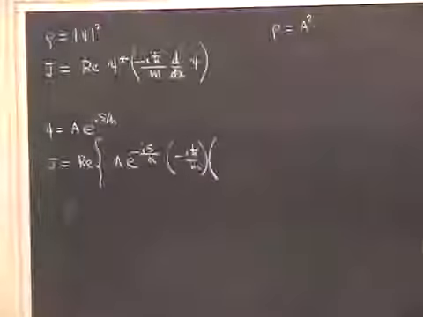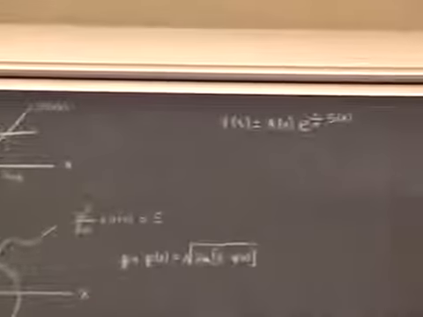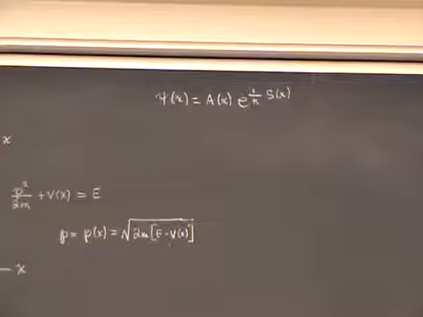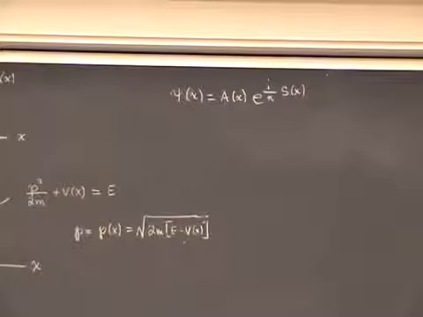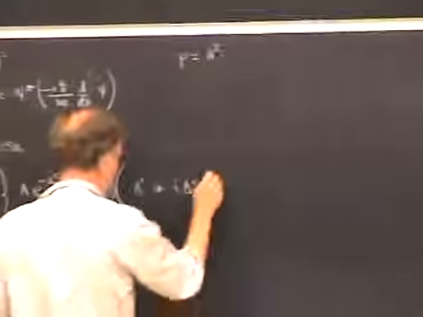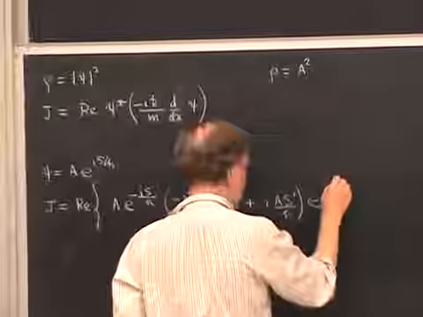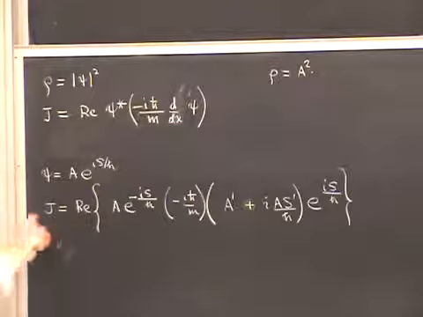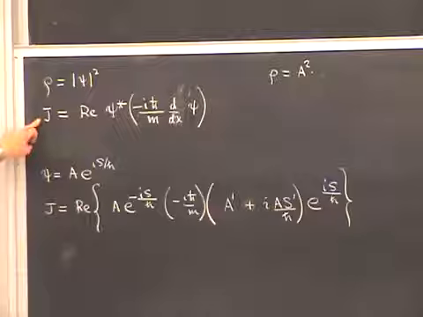There's two terms. One comes from differentiating A, and the other one from the exponent. So one term gives us an A prime, and the next term gives us a plus i times A times S prime over h bar, and this is all multiplied times e to the iS over h bar, and I close all of that. So this is just doing the algebra of calculating j.